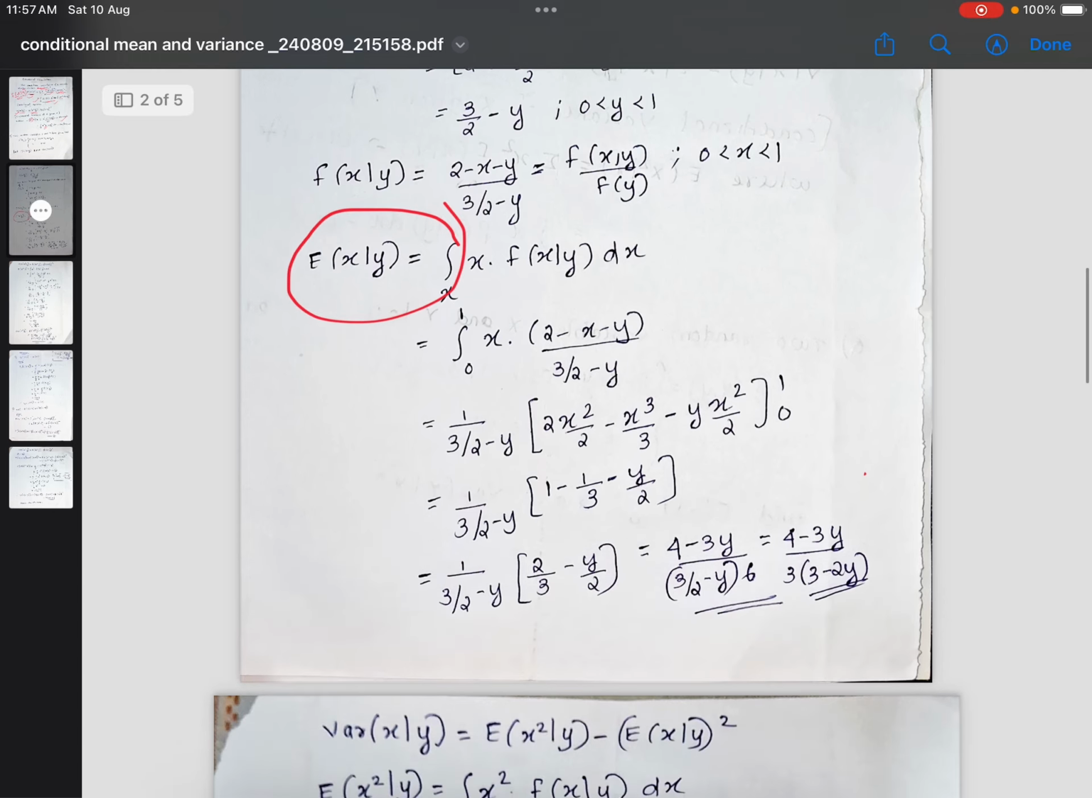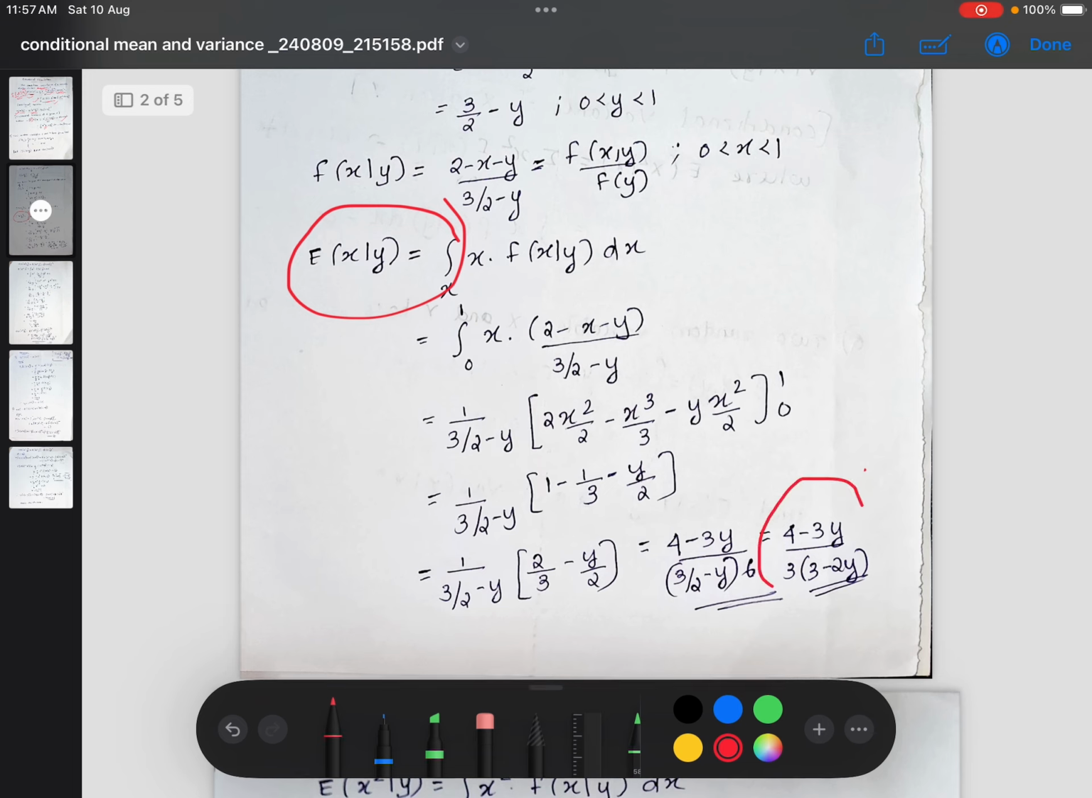For example, in this problem, expectation of x given y, the final answer is 4 minus 3y divided by 3 into 3 minus 2y. The answer we got for expectation of x given y is in terms of y.